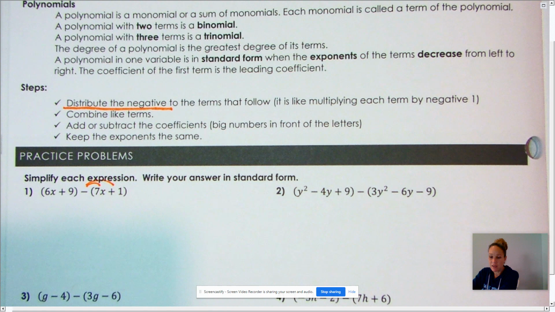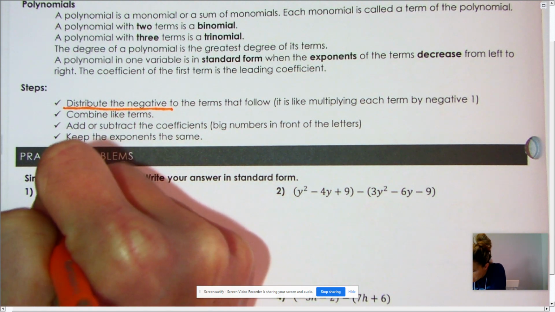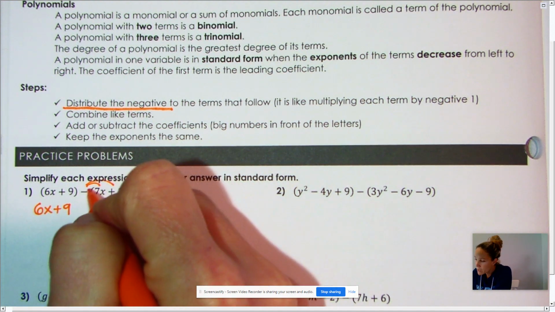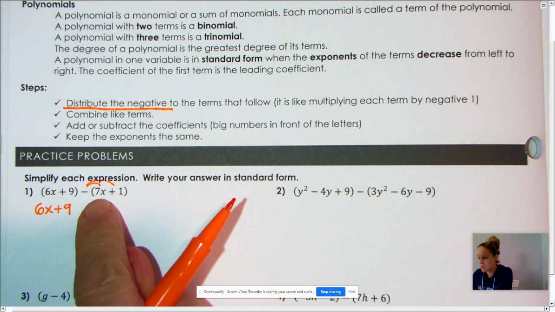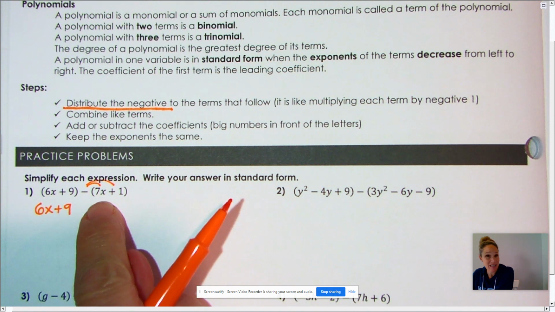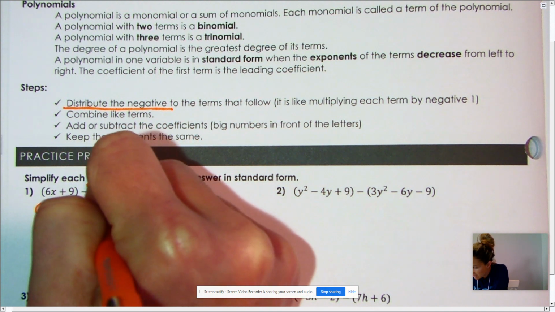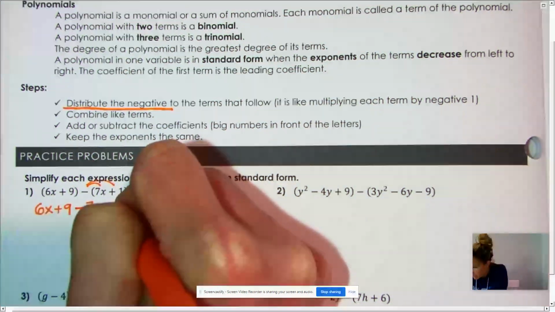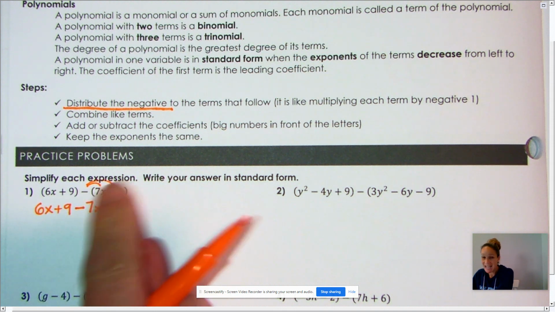So we start by copying the first one. 6x plus 9 doesn't change. We can take the parentheses off, that's fine. We're going to distribute the negative or do the opposite of what's in here. So subtracting a positive 7 is kind of like adding a -7. Or you can just say a negative times a positive is a negative, and then a negative times a positive is a negative. I didn't change the value of the number, I just changed the sign of it.